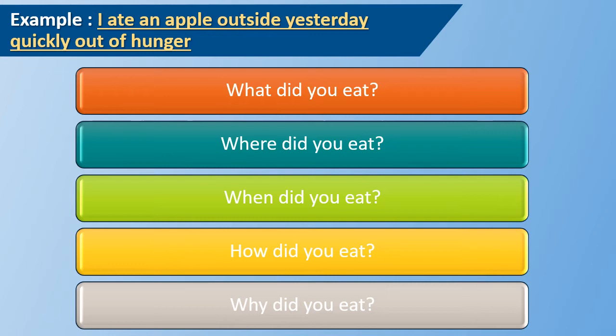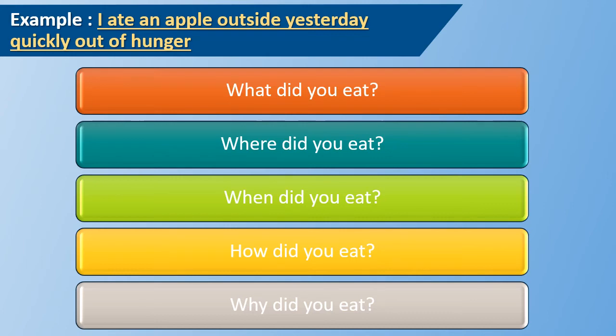I can ask you many questions about the action in this sentence, which is eating. For example, I can ask you, what did you eat? You'll answer, I ate an apple. If I ask you, where did you eat? You'll answer, I ate outside, which is a detail. When did you eat? I ate it yesterday, which is another detail. How did you eat it? I ate it quickly, another detail about how you ate. Why did you eat? I ate because of hunger, which is another detail about the action.